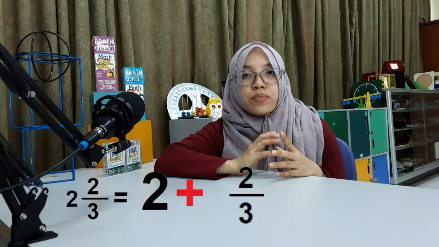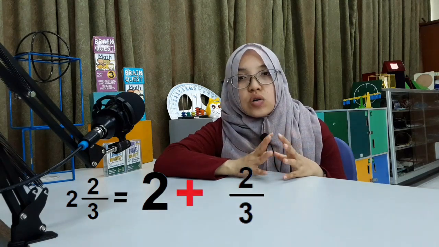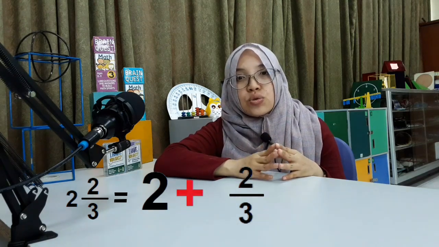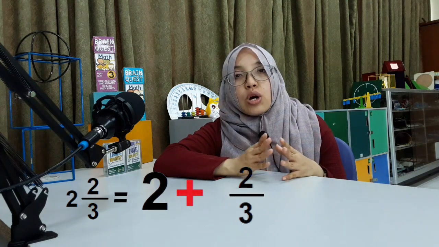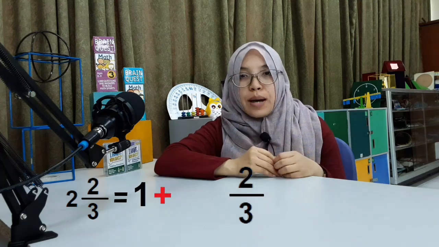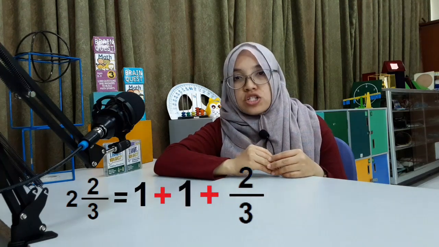Now, let's do another way: how to convert a mixed number into an improper fraction. When I have 2 and 2/3 as a mixed number, how are we going to convert it into an improper fraction? Please do remember 2 is the whole number and 2/3 is the proper fraction. The 2 as a whole number we must make into a fraction. What is the fraction of 2? We split the 2 into 1 plus 1 plus 2/3.